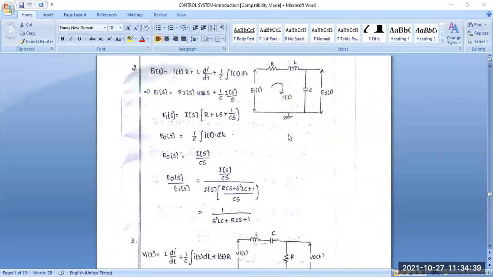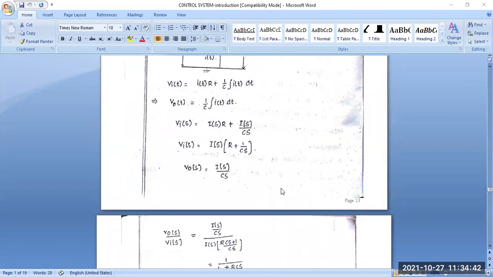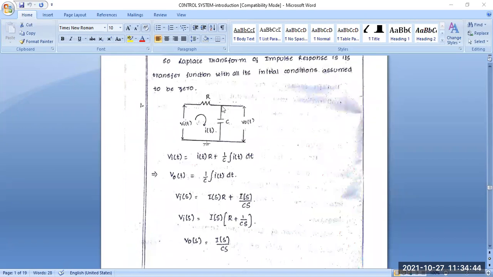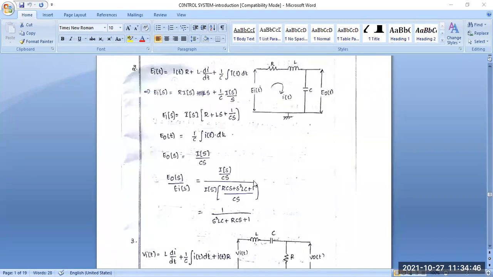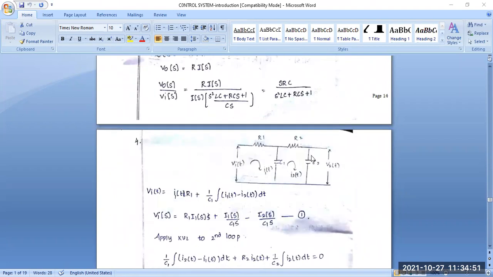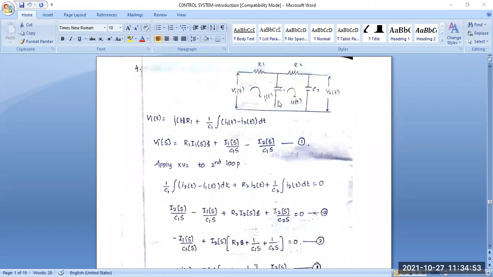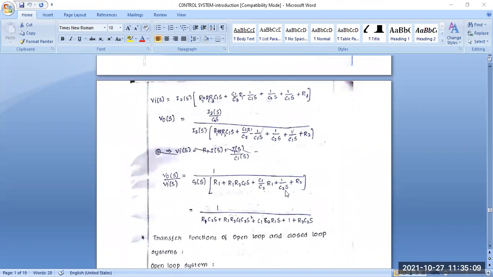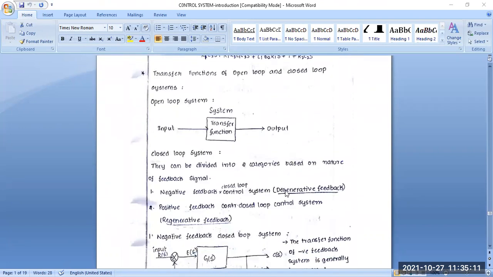This is the mathematical modeling of the RLC circuit. Previously we discussed the mathematical modeling of the RC circuit. Then we discussed the LCR circuit. And finally we discussed two different networks. This is the first network, and this is the second network circuit. So this is basically helpful for our next part, the transfer function design. Today we are going to discuss transfer functions.